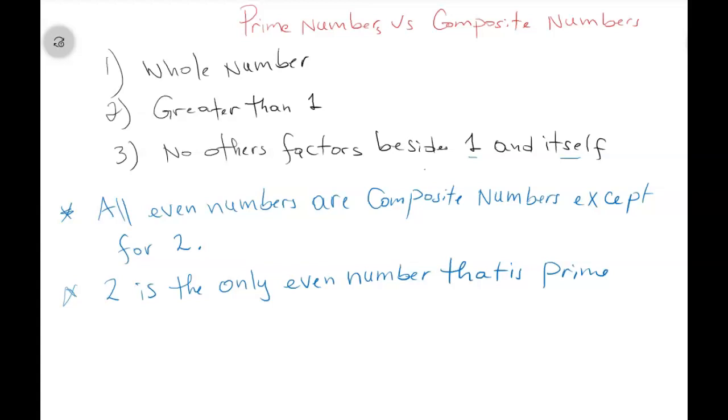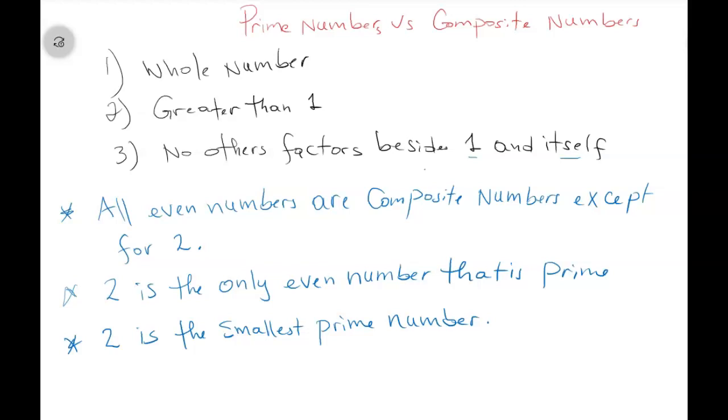So 2 is the only even number that is prime. And if 2 is the only even number that is prime, and a prime number has to be greater than 1, since 1 cannot be a prime number, 2 is the smallest prime number. So we know that all even numbers are composite numbers except for 2, and 2 is the only even number that is prime, and 2 is the smallest prime number.